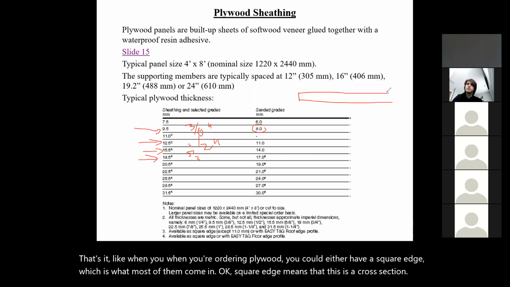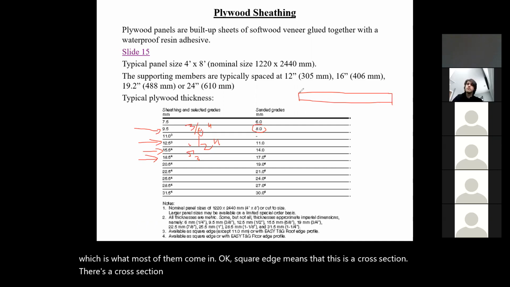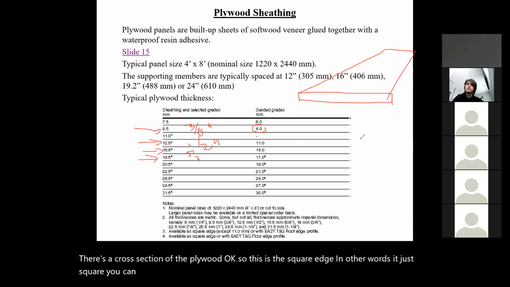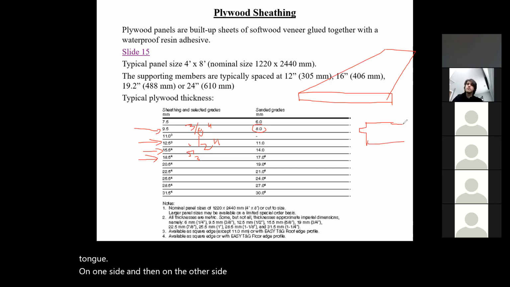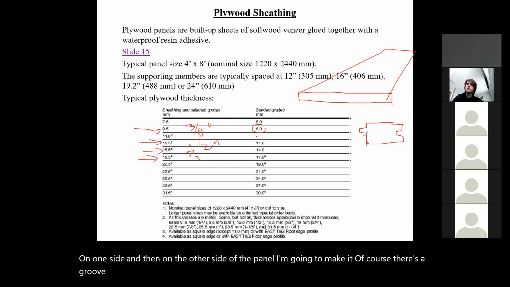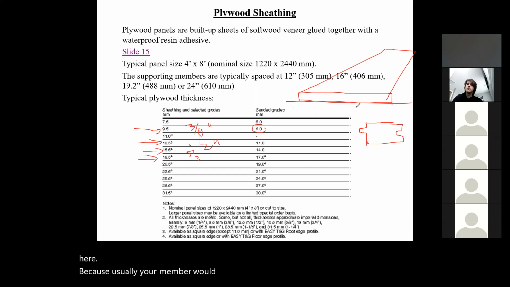This is a cross section of the plywood. So this is the square edge. In other words, it's just square. You can have plywood that has tongue and groove. In other words, one side has a tongue on one side, and then on the other side of the panel there's a groove. So this way, when you put one beside the other, the whole edge is supported here, because usually your member, your joist, would be sitting here.